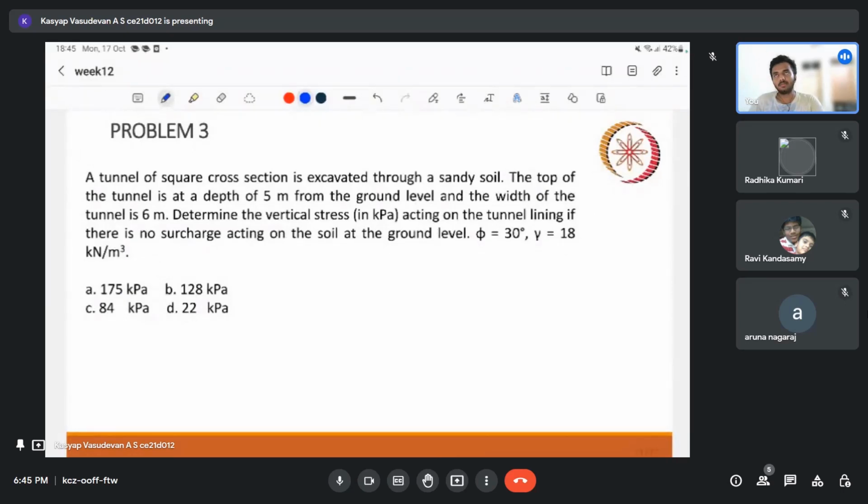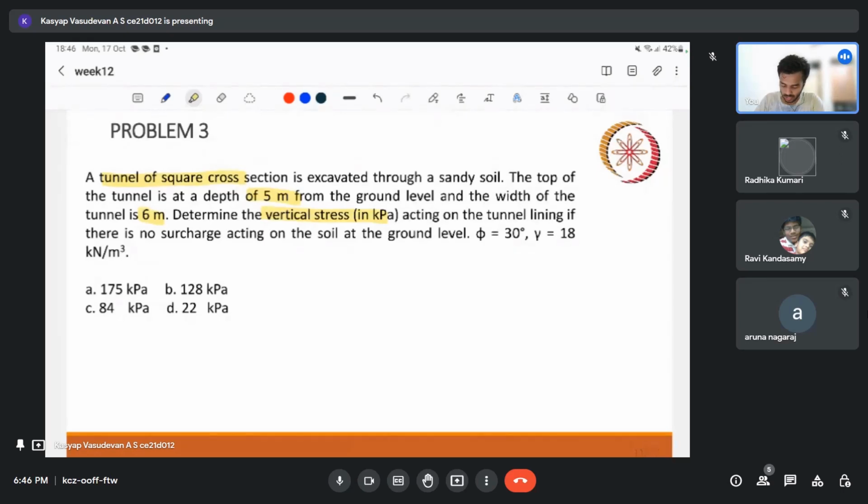After braced excavation, we moved on to the next topic, that is underground conduits. When you talk about underground conduits, we should know what is the vertical pressure acting on our conduits. In this particular case, we have a tunnel of square cross section excavated in sandy soil. The top of the tunnel is 5 meter below the ground level, and the width of the tunnel is 6 meter. We are supposed to find the vertical stress so that we can design the tunnel, right? We need some cross section, whether it is a concrete section or steel section. We should know the vertical stress acting on it.